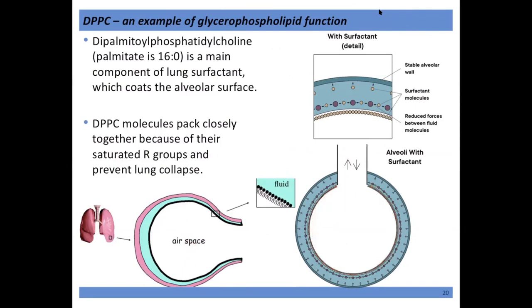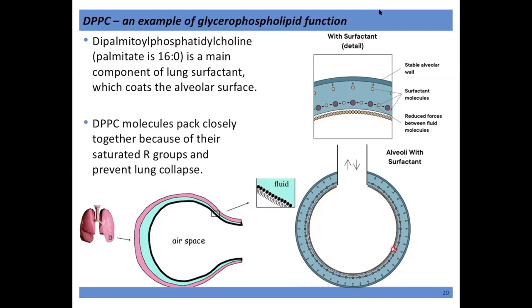You'll still have some air in there. And like I said, you don't want to empty it out completely like a balloon. There's lots of issues. The membranes can stick together, and anyway, it's just harder to inflate. So what they do is they have this dipalmitoylphosphatidylcholine that actually is at the interface of the alveoli and the air.